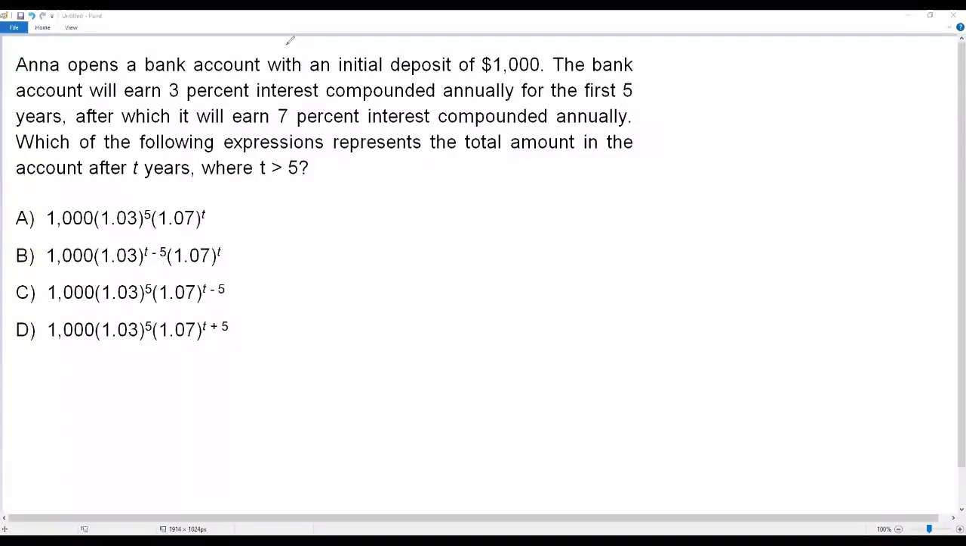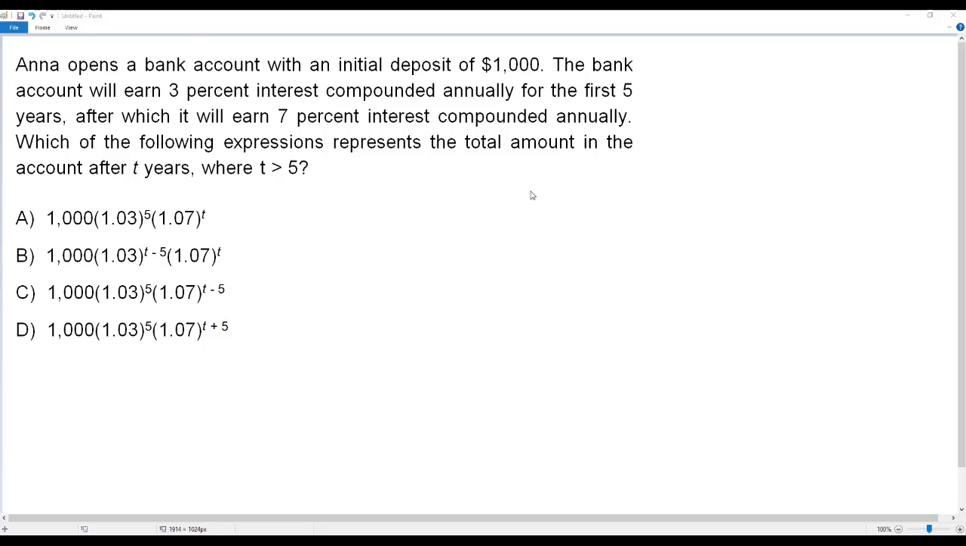Here we have a problem on compound interest. Okay, let's go with the information. A person opens a bank account with an initial deposit of $1,000. The bank account will earn 3% interest compounded annually for the first 5 years, after which it will earn 7% interest compounded annually. Which of the following expressions represents the total amount in the account after T years?